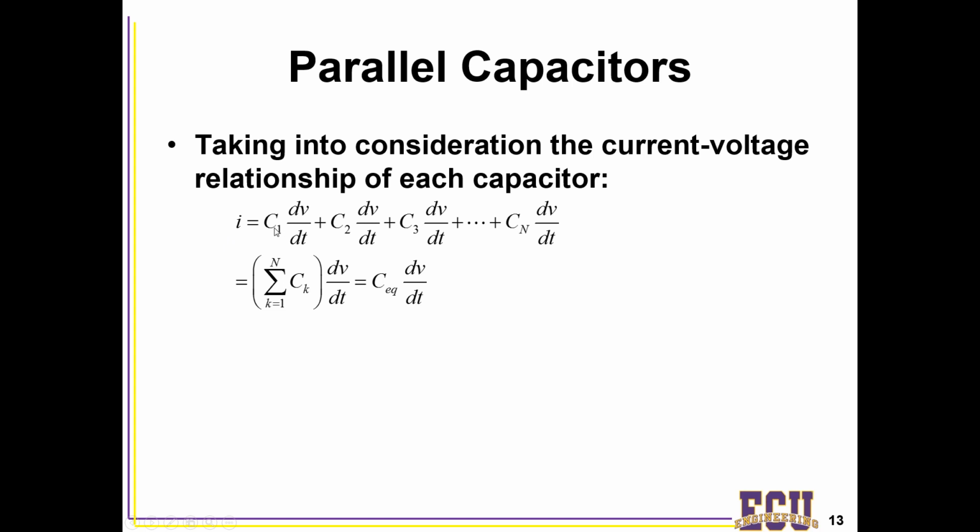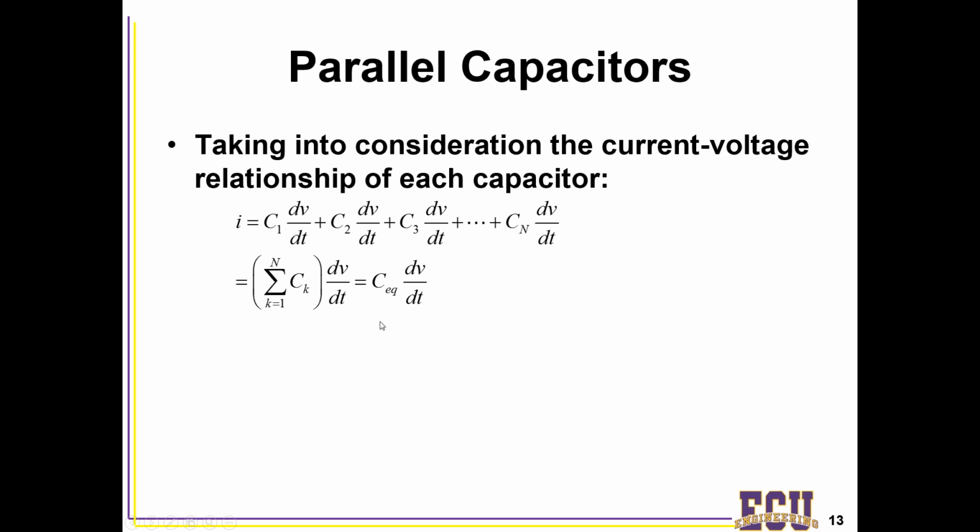I equals C1 dV/dt plus C2 dV/dt plus C3 dV/dt. All of these dV/dt's are the same because we're talking about components in parallel, and as the voltage changes, it changes at the same rate. And so you can rewrite this as the sum of the capacitors' capacitance times dV/dt. And so that turns out to be the equivalent capacitance.